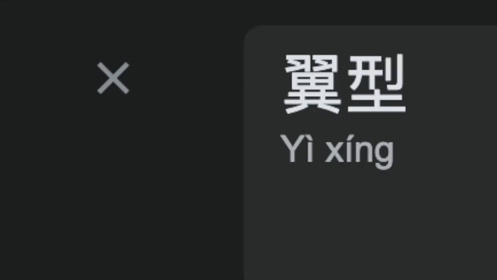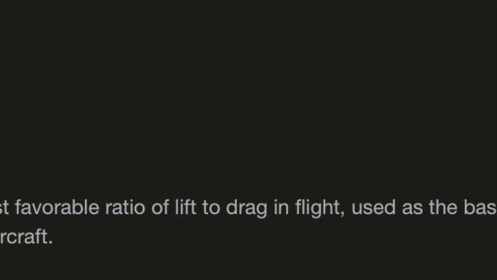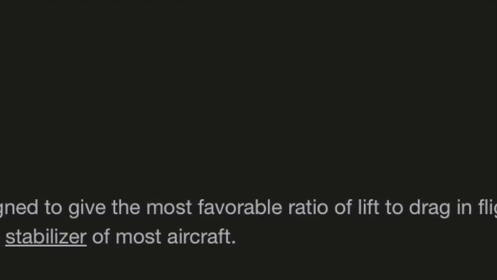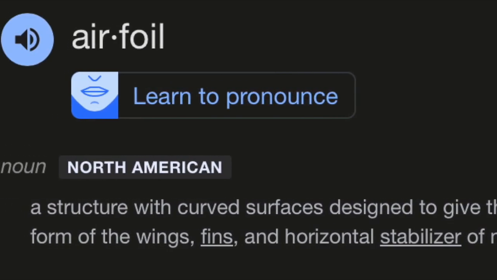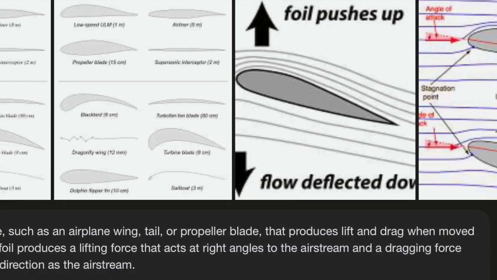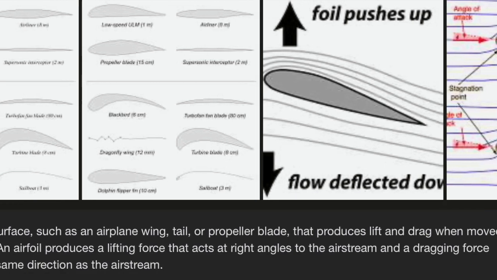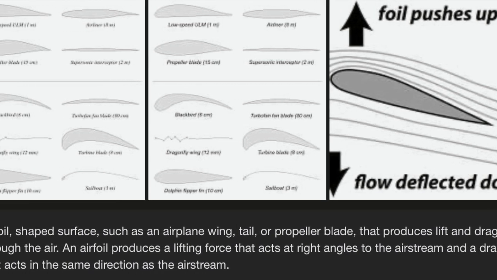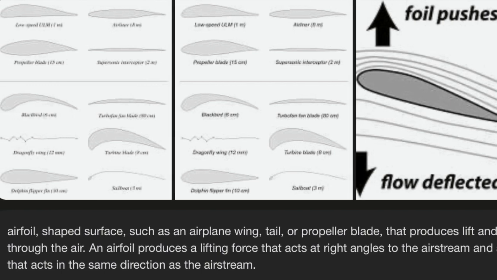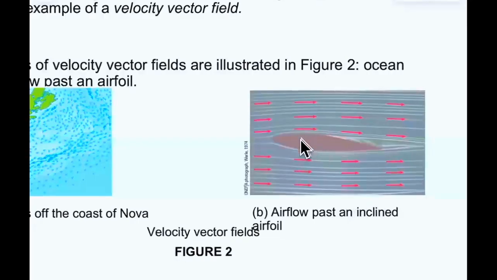What's the airfoil? An airfoil is a structure with curved surfaces designed to give the most favorable ratio of lift to drag in flight. An airfoil-shaped surface, such as an airplane wing, produces lift and drag when moved through the air. So this is the cross section of the wing of the airplane.